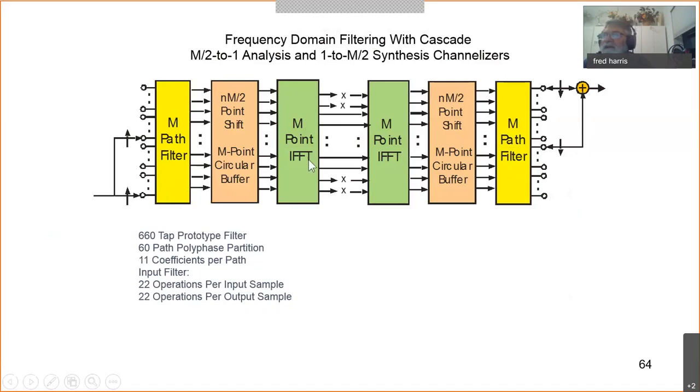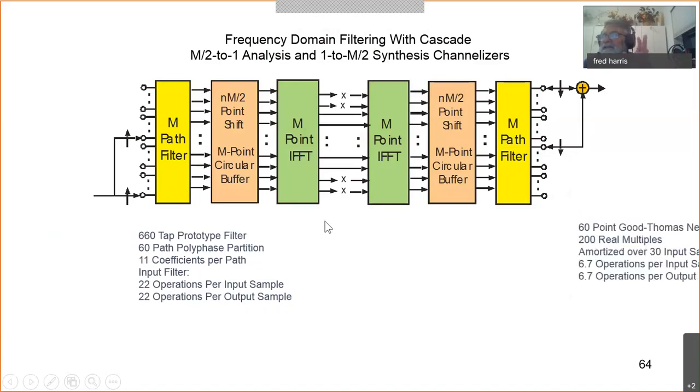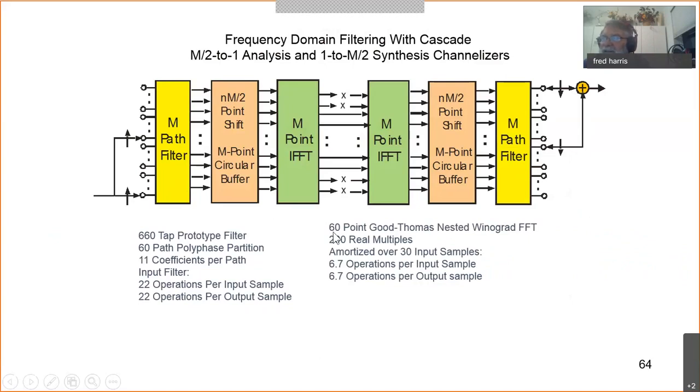Now what we have to do is two 60-point Fourier transforms. It works out that I picked 60 because 60 is not a power of 2. In fact, 60 is a product of small primes. What are they? 3, 4, 5. I can do a 3-point transform, a 4-point transform, a 5-point transform. Those can be done with a Good-Thomas transform with no polyphase rotators, as there are in a Cooley-Tukey transform. I can do a 60-point transform with 200 real multiplies, even though the data is complex.